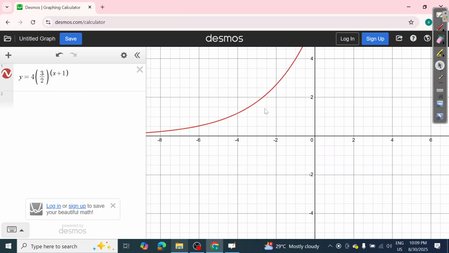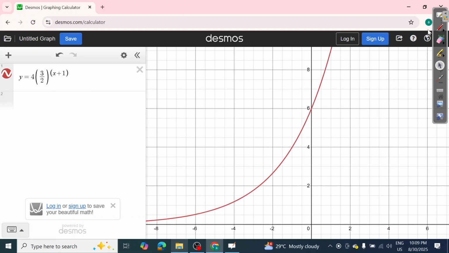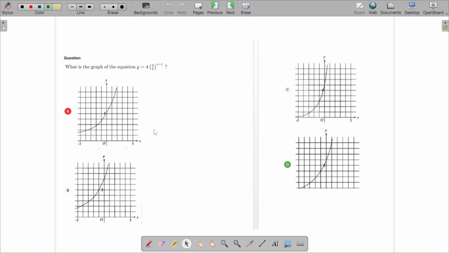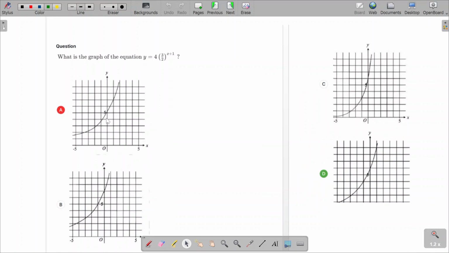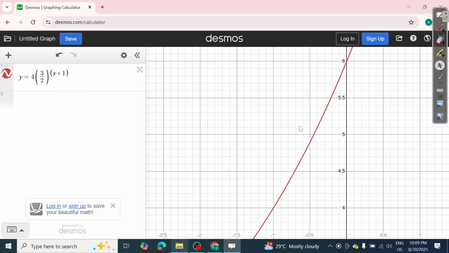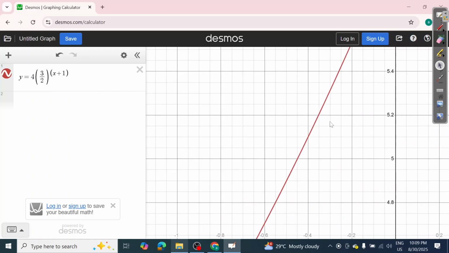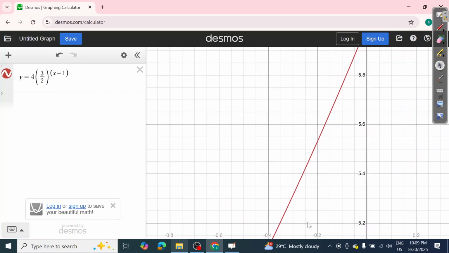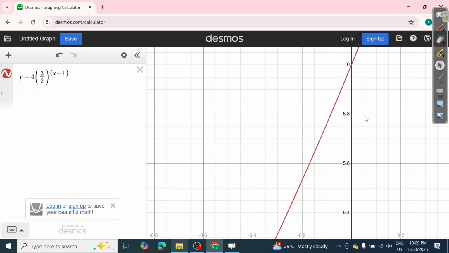You can zoom in a bit. Now I'll compare it with the options given. I can see the y-intercept is at 6. Now I'm going to check. Here, I think it is not clearly visible to you, but the y-intercept, oh wait, my bad. I always remember to zoom in. Let me see if I missed something.